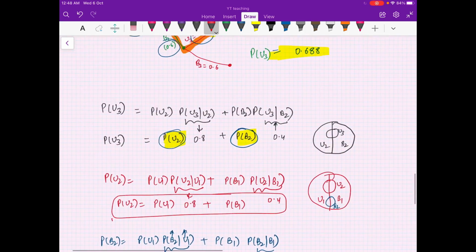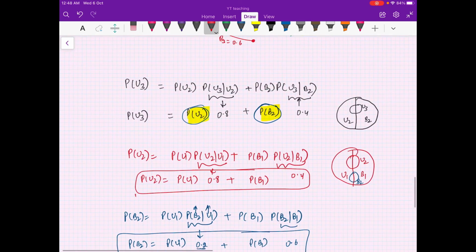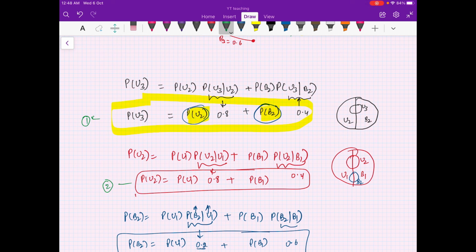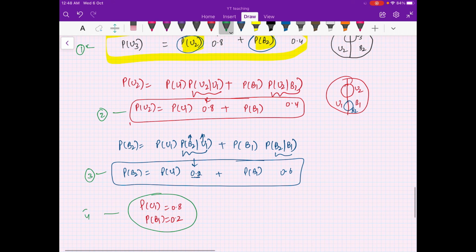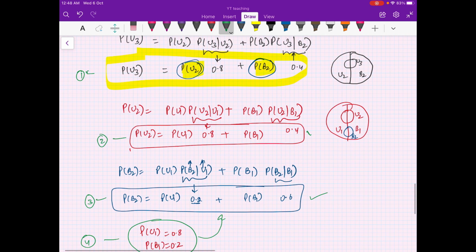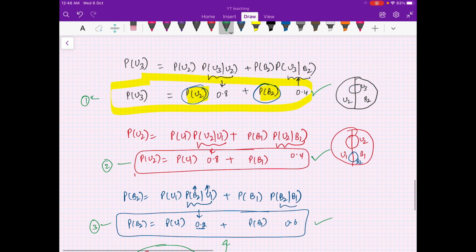Right, now we have this 1 here. Okay, let me call this equation 1. And then I'm calling this equation 2. And I'm calling this equation 3. And I'm calling these 4. Now I can plug U1 and B1 from here to here. So I compute probability of B2 from here. And then I compute probability of U2 from here. And then I put it here to compute probability of U3. So you can do the calculations. You'll get the same answer which we have got using the tree approach, 0.688.